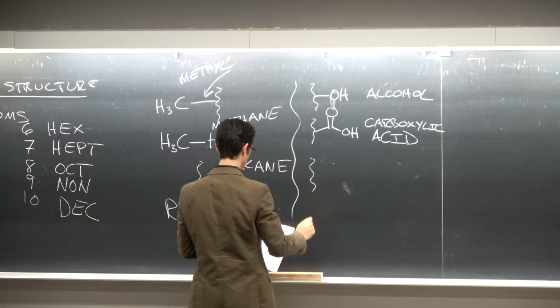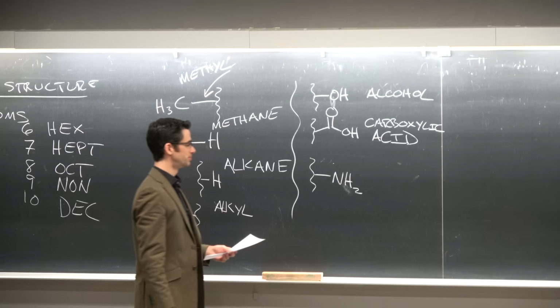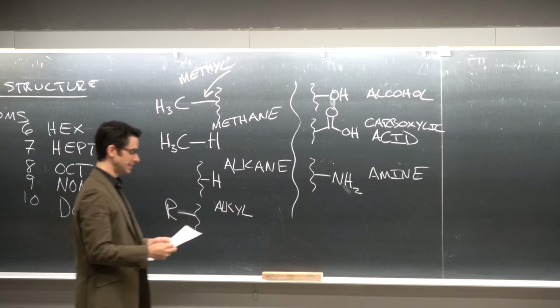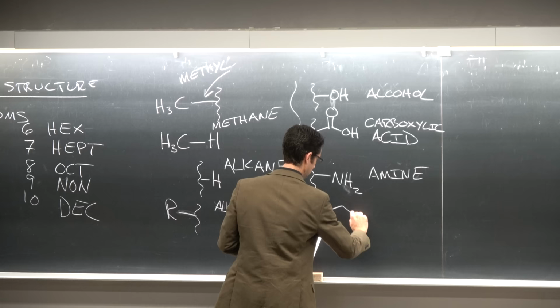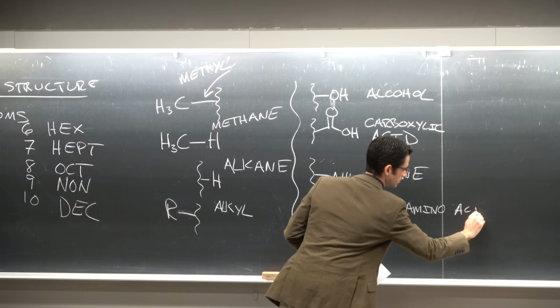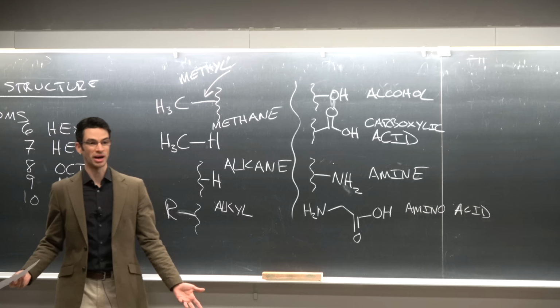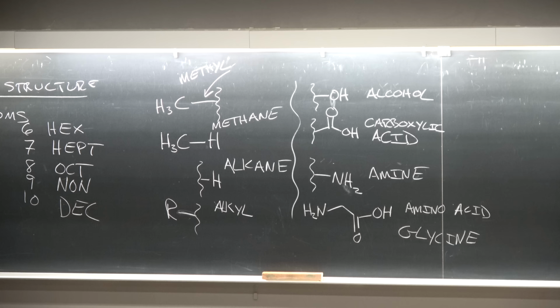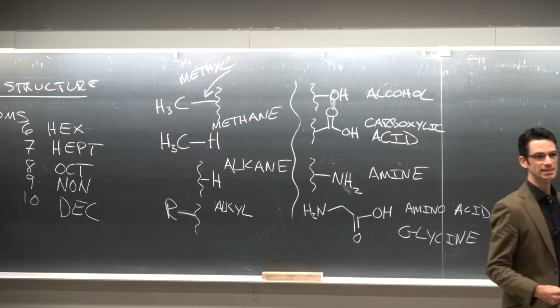And NH2 is called an amine. You combine an acid and an amine, you get an amino acid. This particular amino acid is important in biochemistry. It's the simplest amino acid, it's called glycine. One of the 20 or so amino acids of which most proteins are made.